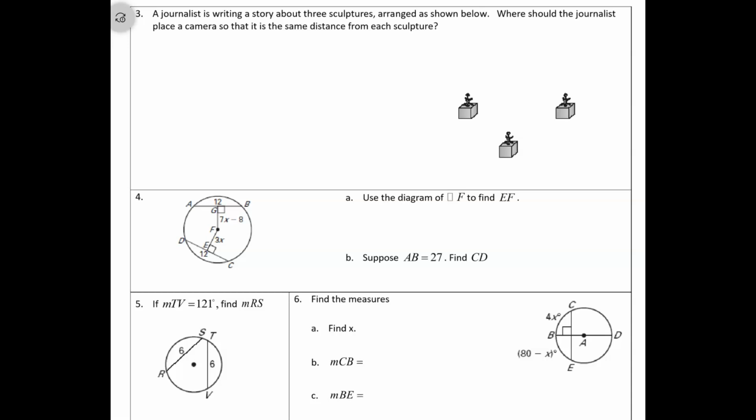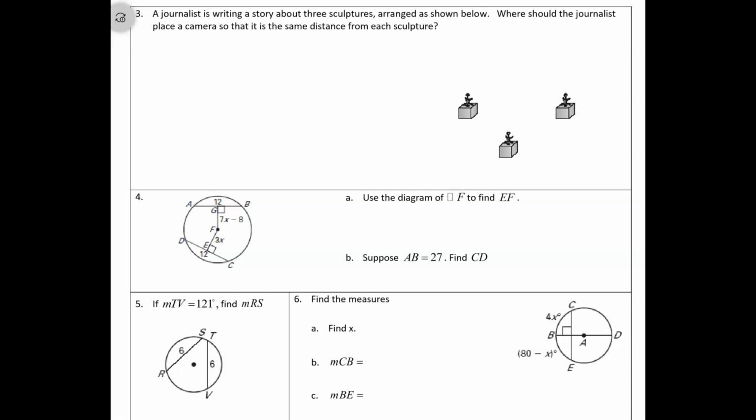Now we are going to continue using the previous theorems as we work through these next exercises. So question 3 states, a journalist is writing a story about 3 sculptures arranged as shown below. Where should the journalist place a camera so that it is the same distance from each sculpture?